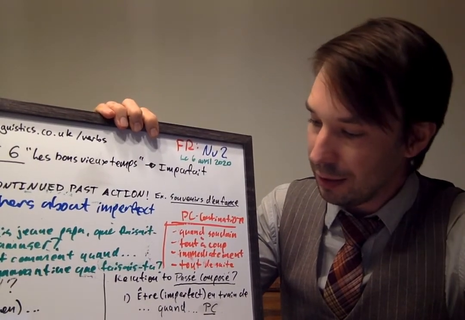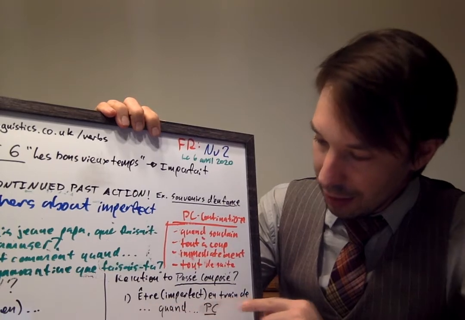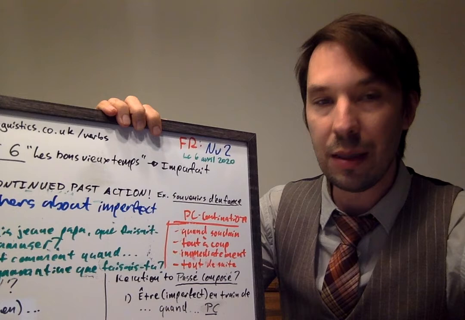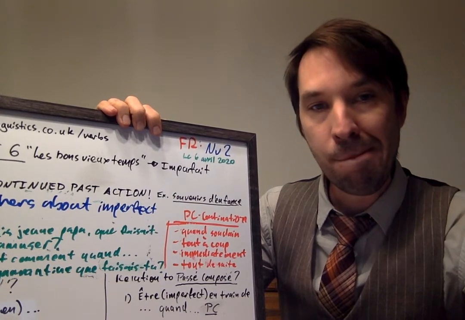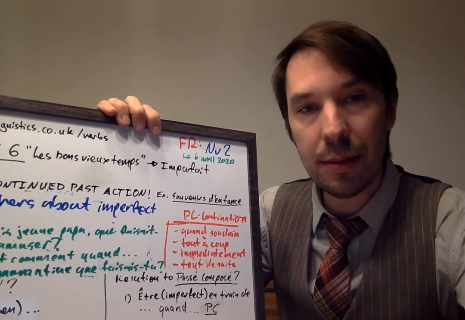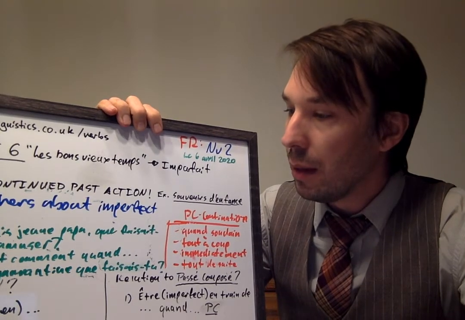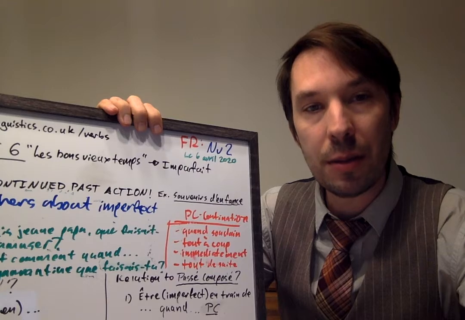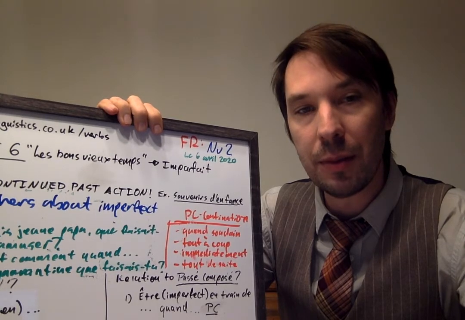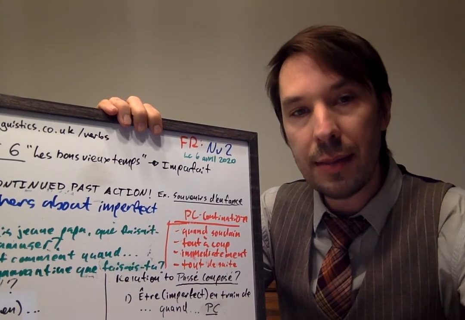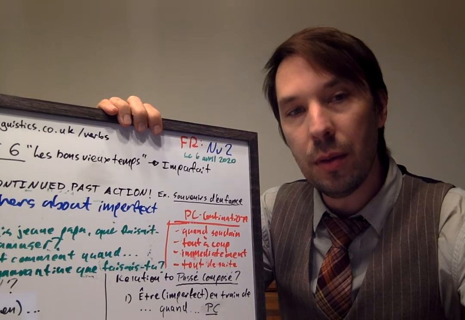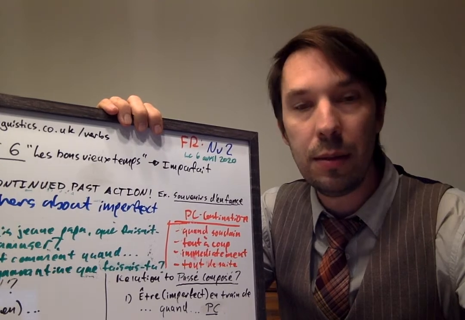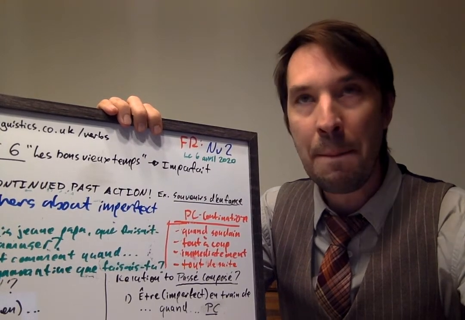Other ways to start continued past action. Être en train de. Okay? Être en train de. To be in the process of. I can conjugate this to: je suis sorti avec mes parents au restaurant. I went to a restaurant with my parents. Nous étions en train de. We were in the process of. Nous étions en train de manger. We were in the process of eating.